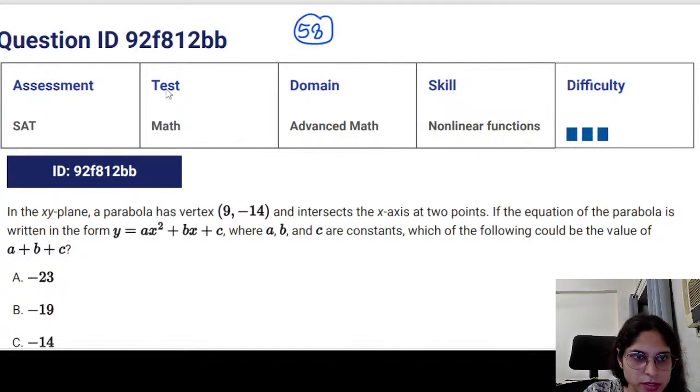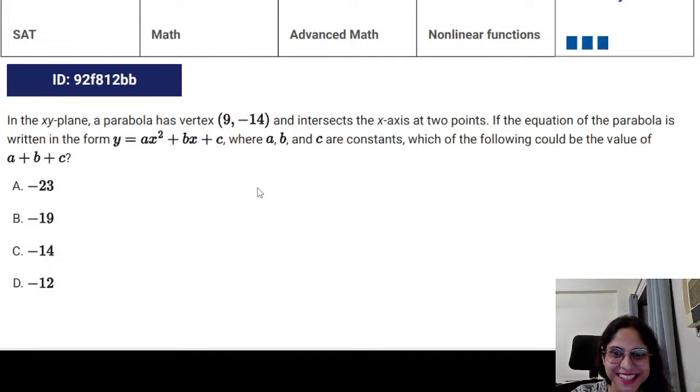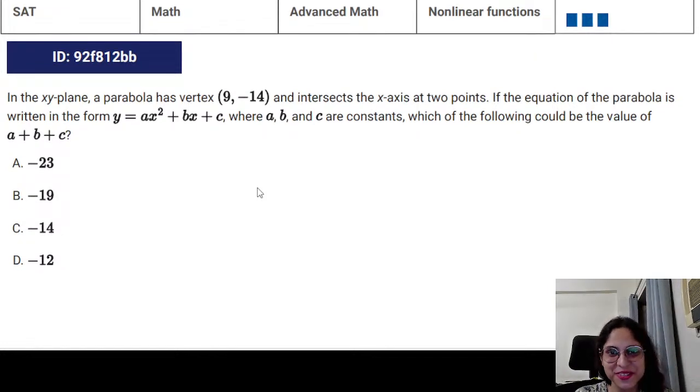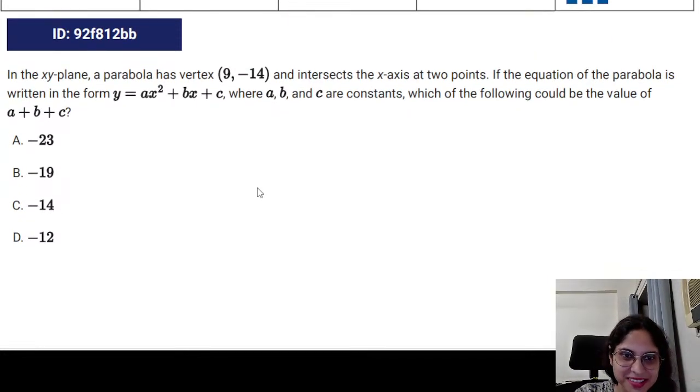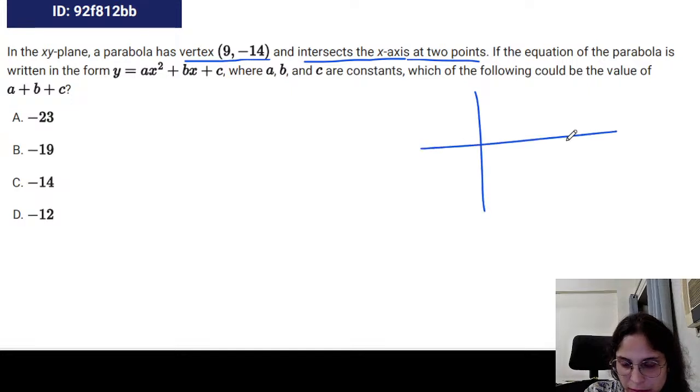So in this question, this is also a very tricky question. So the parabola has vertex 9, negative 14 and it intersects the x-axis at 2 points. So let me plot this 9, negative 14 over here. Let's say this is negative 14, this is 9. It's going to be in the 4th quadrant and it is intersecting the x-axis at 2 points.